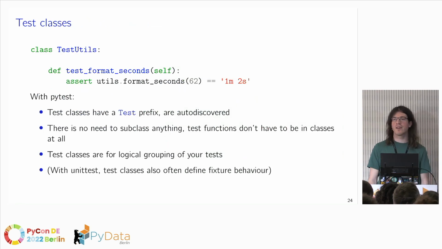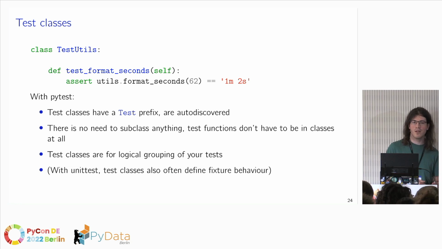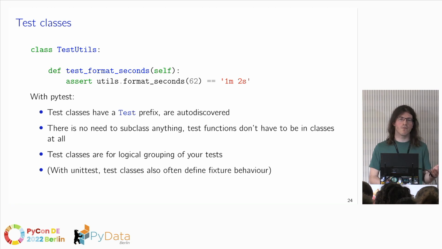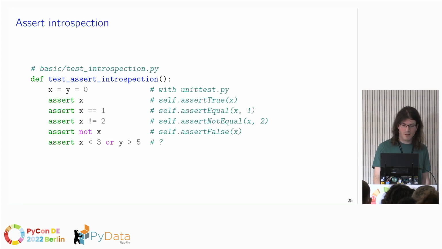You can put your tests into classes. So here I'm just doing a TestUtils class, for example, to group related tests together. Those classes don't need to subclass anything. And usually it's just fine to have plain test functions. But maybe you have some related tests, maybe tests for one function and you want multiple tests for it, then you would use a class to group them. With unittest, often classes also define behavior for which we use fixtures in PyTest, with things like the setup and teardown methods. But more about fixtures later.